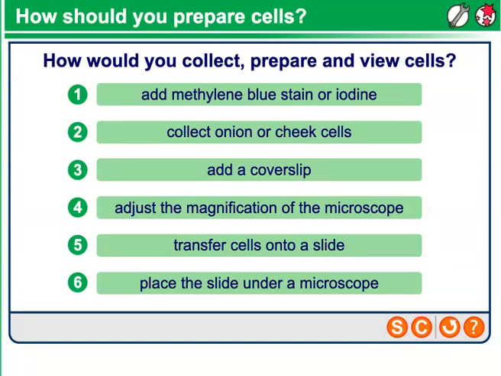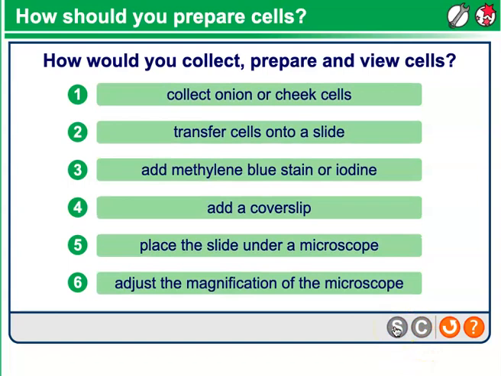So how should you prepare cells? How would you collect, prepare, and view cells? Step 1, we would want to collect onion or cheek cells. Step 2, we would want to transfer those cells onto a slide. Step 3, we would add methylene blue or iodine to color the cells. Then we would add a cover slip for step 4. Step 5, we would place the slide under the microscope. And step 6, we would adjust the magnification of the microscope so that we could see what we are trying to observe.